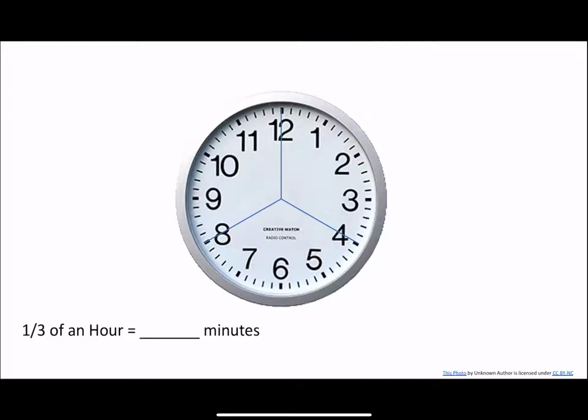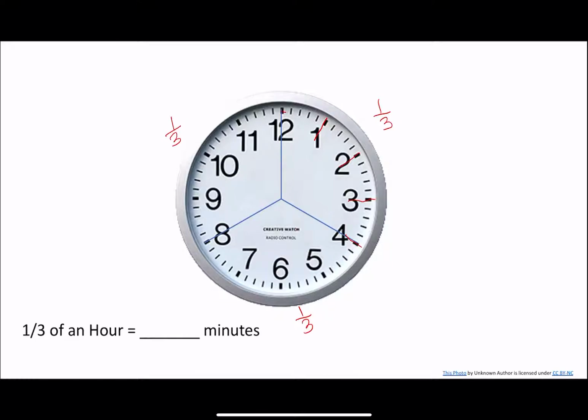All right, so let's look at this clock. So here's a clock, and you can see these blue lines, and you can see there is 1 out of 3 equal parts, 1 out of 3 equal parts, and 1 out of 3 equal parts. So each of these is 1/3 of an hour. So I'm wondering how much time is in 1/3 of an hour. Now I could go ahead and I could say, oh, well, here's 5 minutes. Here's another 5 minutes, here's another 5 minutes, and another 5 minutes.